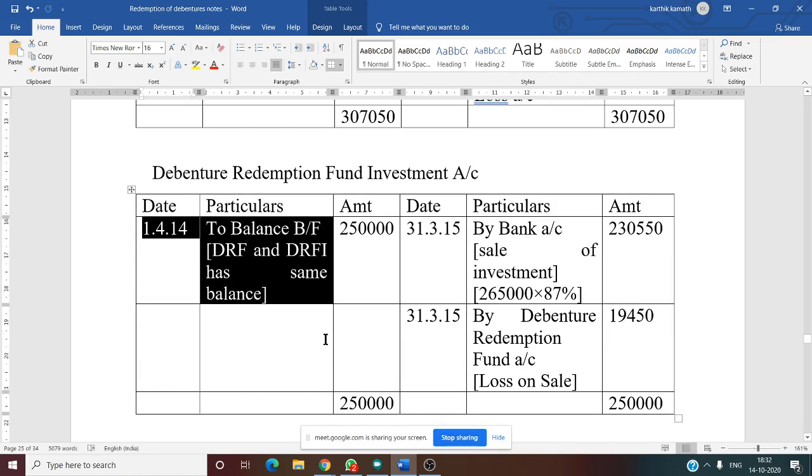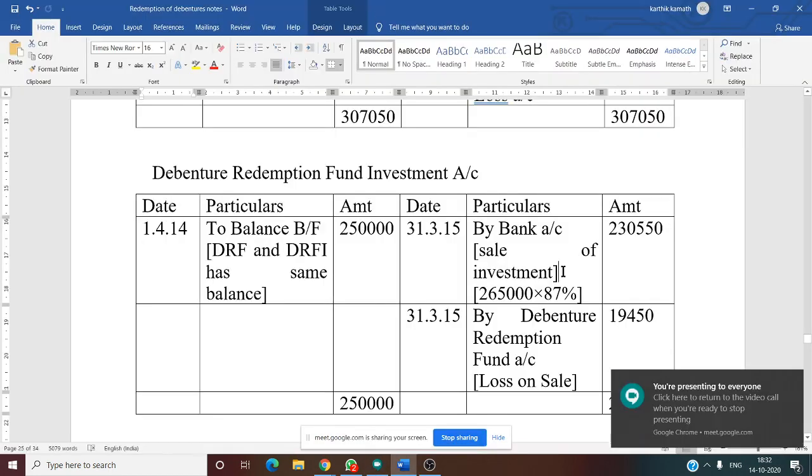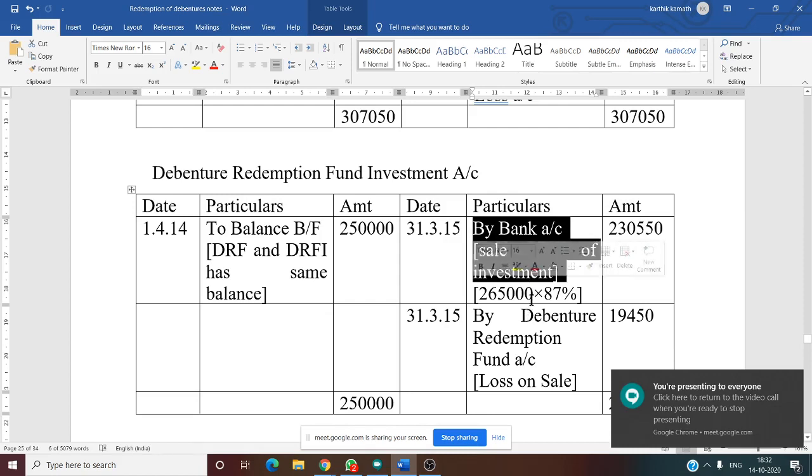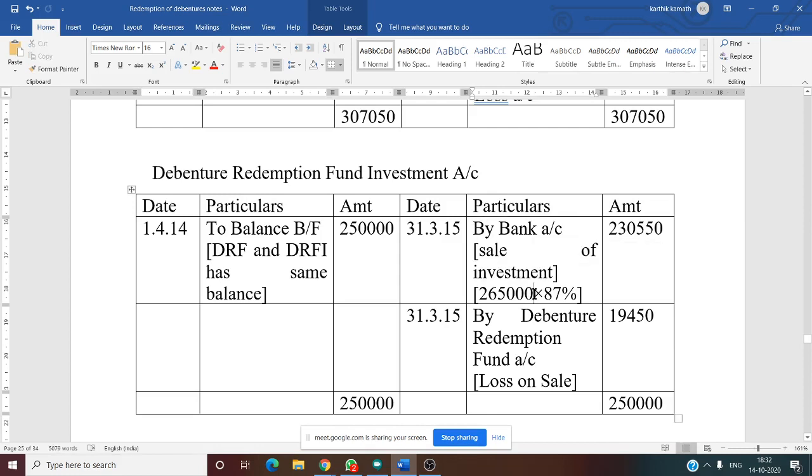Okay. So after that there is no interest in the debenture redemption fund investment account. Why? Because at the year end investments are sold. So here again, while selling the investment, we should consider face value. What is the face value? We know the face value is 2,65,000. So 2,65,000 into 87%. They have mentioned 87% in the problem; it is realized at 87%. If you take the percentage, you will get the amount. What is the amount? 2,30,550. Okay, the sold amount we got is 2,30,550.